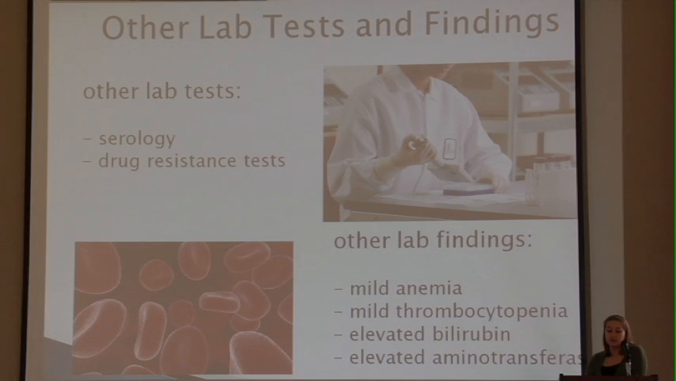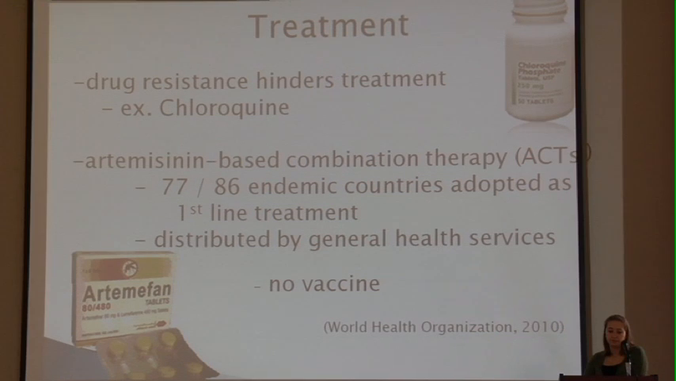Some other lab findings that you may have with malaria include a mild anemia and thrombocytopenia, elevated bilirubin, and elevated aminotransferases. Malaria treatment has been increasingly difficult due to growing resistance of antimalarial medications. Once an effective treatment, chloroquine is an example of one of the drugs that malaria is often resistant to and is no longer being used in most endemic areas.